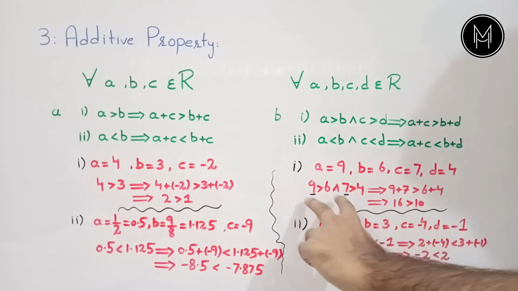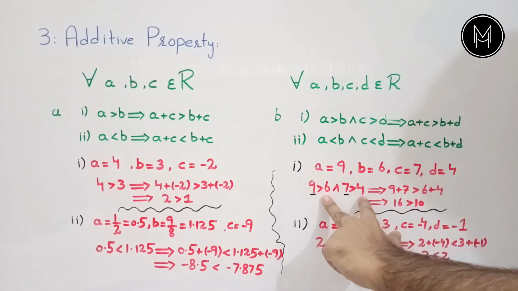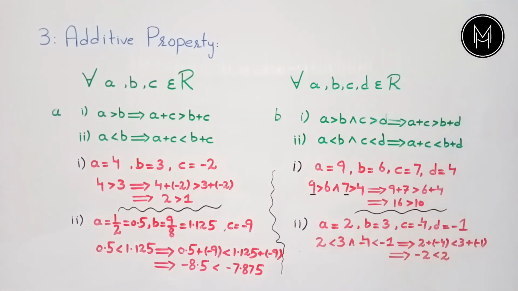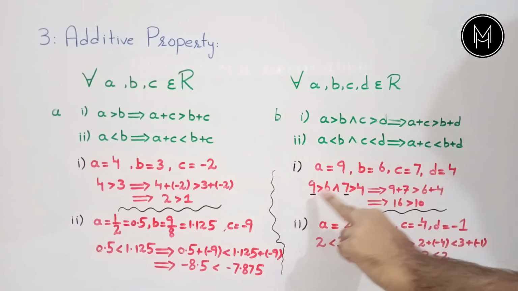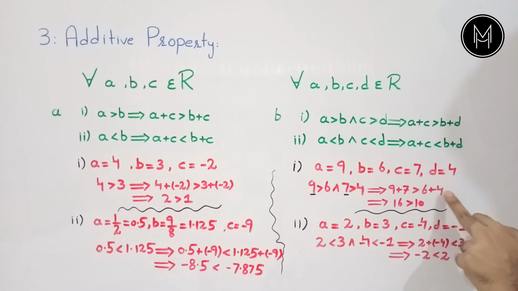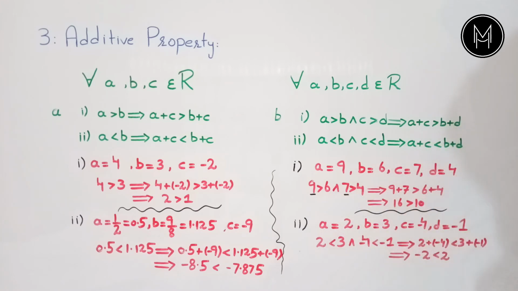Now we add these two greater numbers, and then add these two smaller numbers to check whether the first condition of the second part is correct or not for real numbers. 9 plus 7, A plus C, is greater than 6 plus 4, B plus D. 9 plus 7 is equal to 16 and 6 plus 4 is equal to 10. So we know 16 is greater than 10. So this means that this condition is true for real numbers.